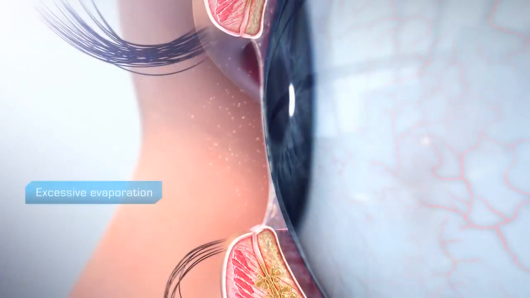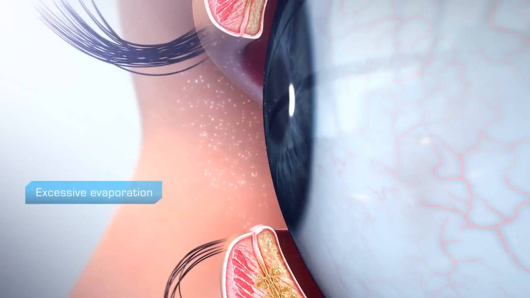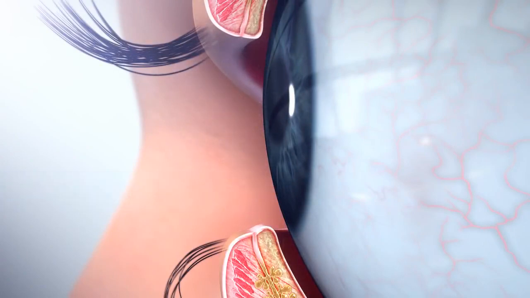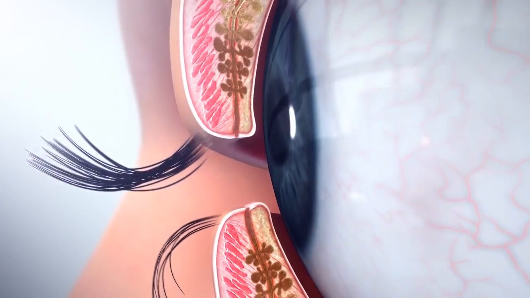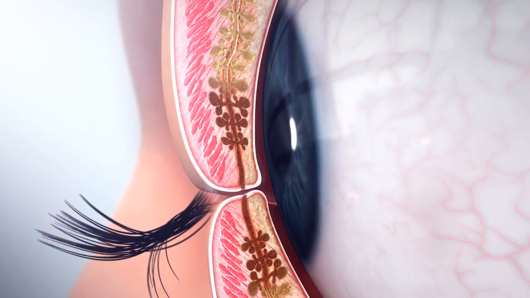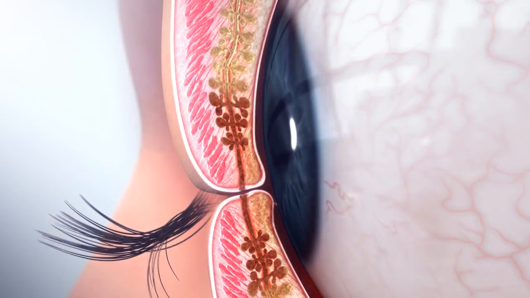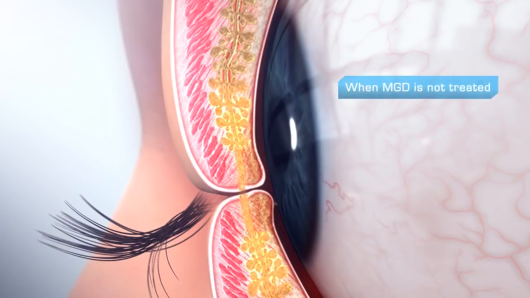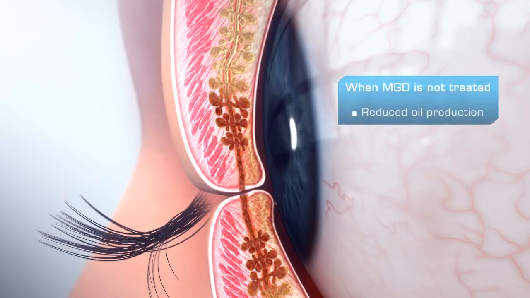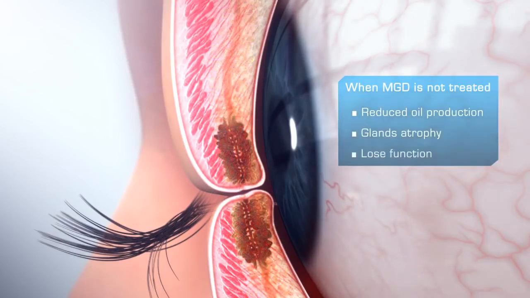Excessive evaporation of the tear film due to a poor lipid layer from MGD can lead to increasing discomfort, poor vision, inflamed lid margin, and damage to the ocular surface. When MGD is not treated, blockage of the glands results in downregulation of oil production, eventually causing the glands to atrophy, lose function, and drop out.